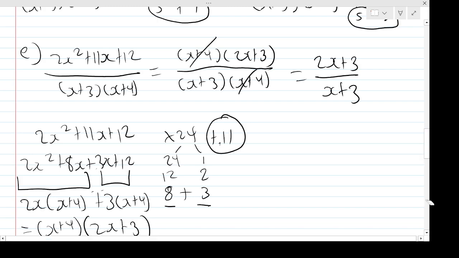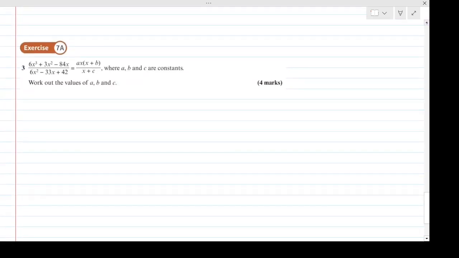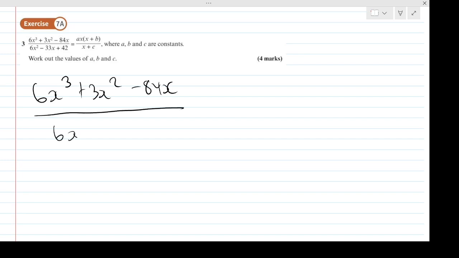But there we are. So we're going to look at one example, a fairly short video, not much to this. But let's have a look at this one then. From this exercise, we are given that 6x cubed add 3x squared minus 84x over 6x squared minus 33x plus 42 is equal to this fraction here.